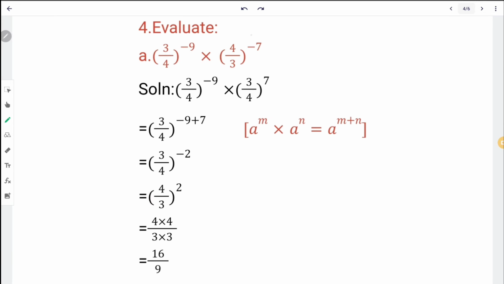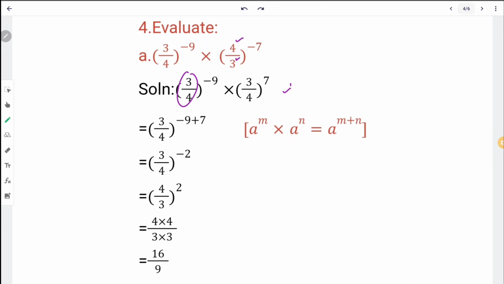All right, question number 4. So if you look here, 3 by 4 to the power -9 into 4 by 3 to the power -7. Here we'll only change this. Okay, we'll change the minus 7 into plus 7, which means this 4 and 3 have to interchange their positions, right? You can see here now the power is plus. Now have a look here. Can you see the bases are same here, 3 by 4, 3 by 4, but the powers are different, right?